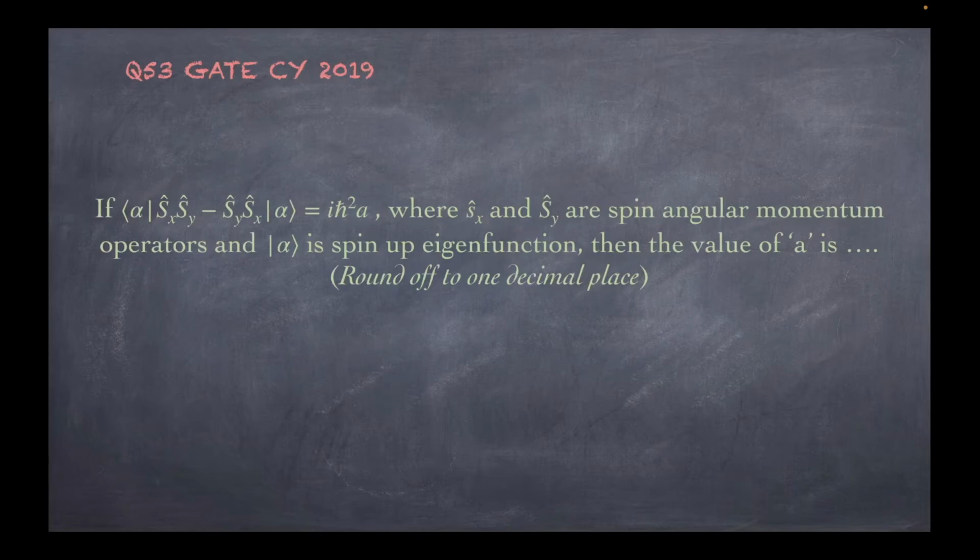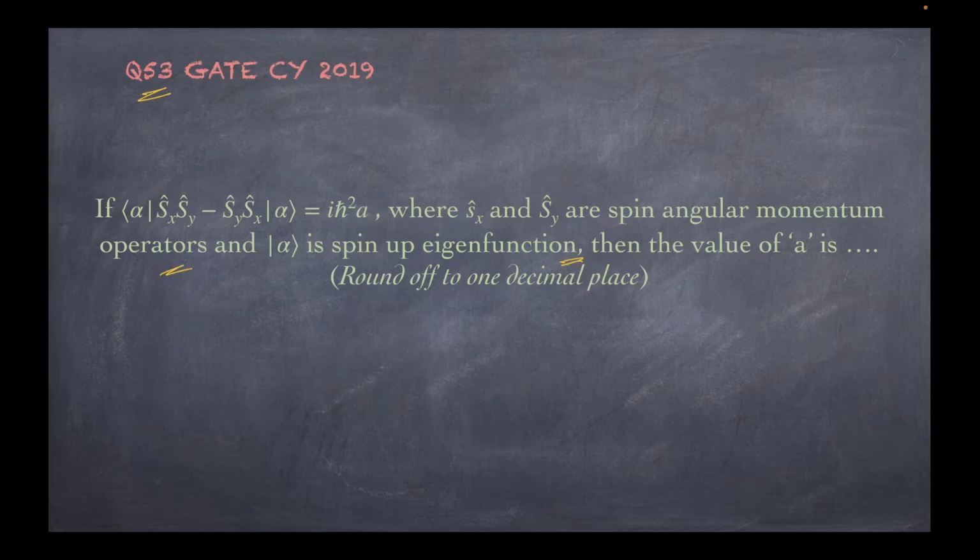Hi, in this video we will be solving question number 53 from the GATE 2019 chemistry paper. The question is the following. An operator expression is given, where Sx and Sy are the spin angular momentum operators and alpha is the spin up eigenfunction. Then the value of A is dash, rounded up to 1 decimal place.